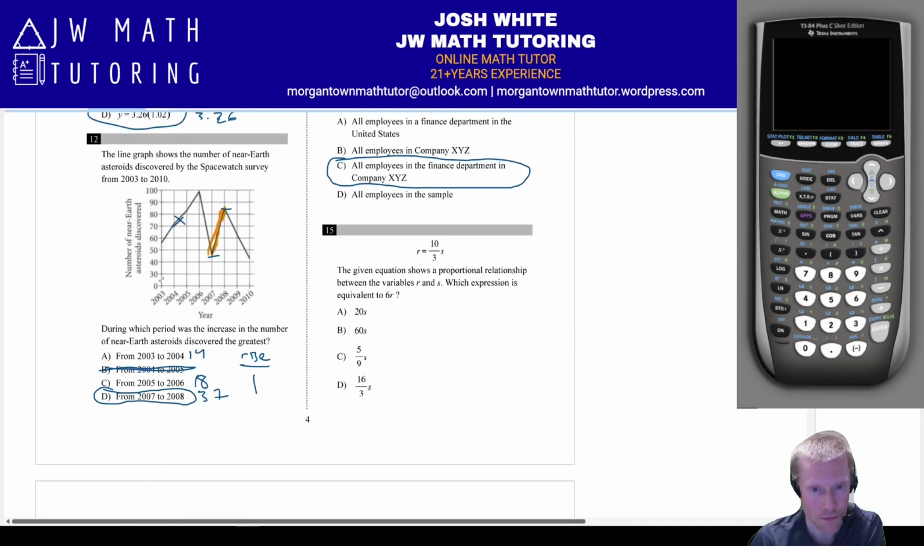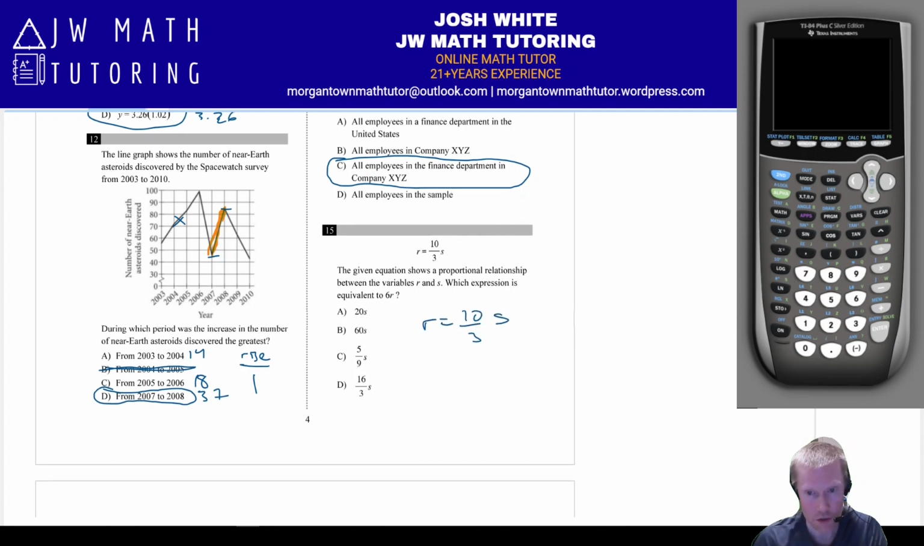All right, for the last one on this page, problem number 15. There are multiple ways to do this. So the easiest way is to recognize if you take this equation and multiply both sides by 6, on the left you would get 6r, on the right you would get 60 over 3s, but 60 over 3 is just 20, so the correct answer is going to be A, 20s.